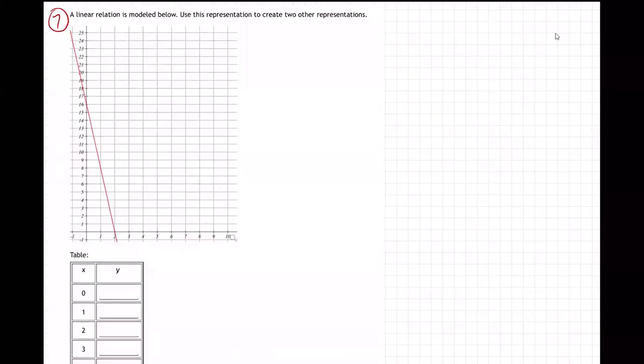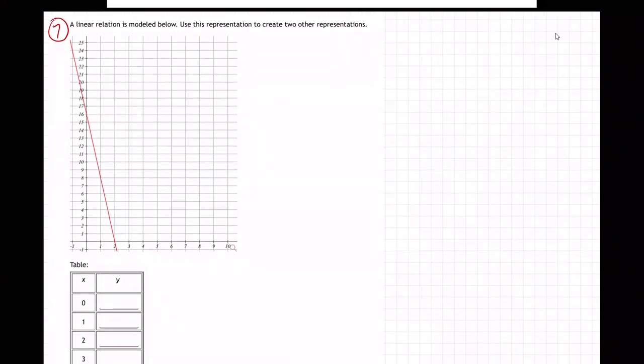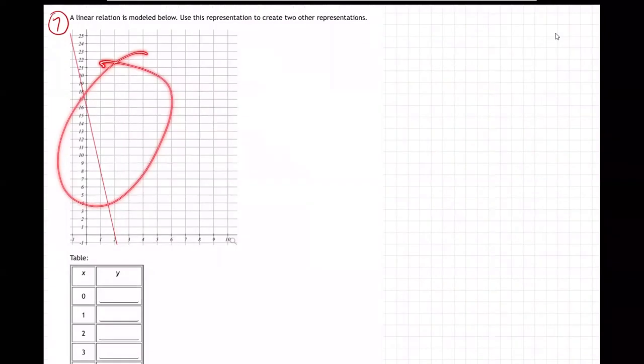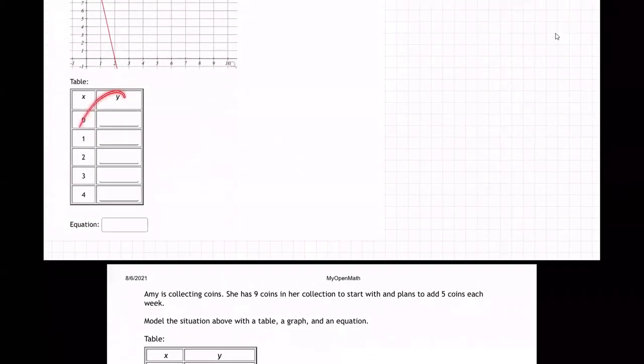Okay, so on this question, we are looking at what it says here: a linear relation is modeled below. Use this representation to create two other representations. So those are giving us the picture, and the two others are the table and the equation. So we want to come up with the table and the equation. How do we do it?